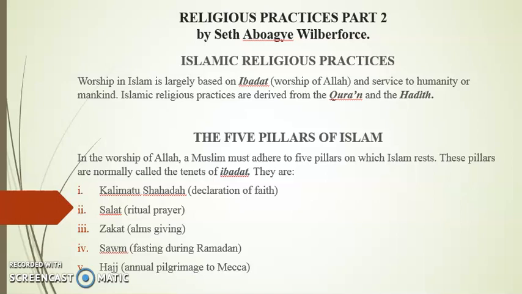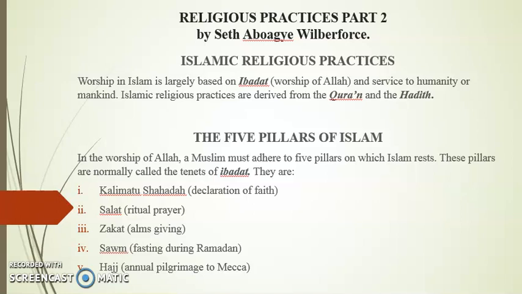Now, the five pillars of Islam. Now, these are the tenets of Islam. Every Muslim believes in the five pillars of Islam. If you don't have these beliefs, that means you're not a good Muslim. So let's look at what is in the five pillars of Islam. And these are called the tenets of Ibadat.